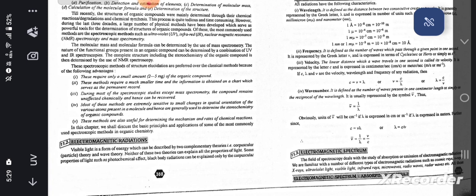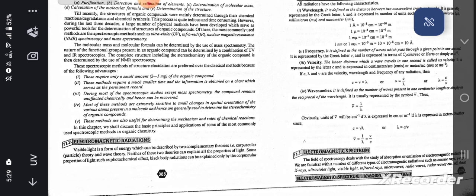Most of these methods are extremely sensitive to small changes in the spatial orientation of the various atoms present in a molecule and hence are generally used to determine the stereochemistry of organic compounds. These methods are also useful for determining the mechanism and rates of chemical reaction. In this chapter, we shall discuss the basic principle and applications of some of the most commonly used spectroscopic methods in organic chemistry. So, the topic is electromagnetic radiations.